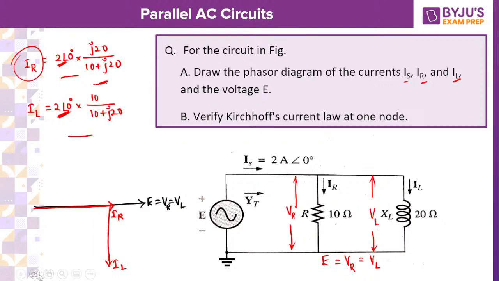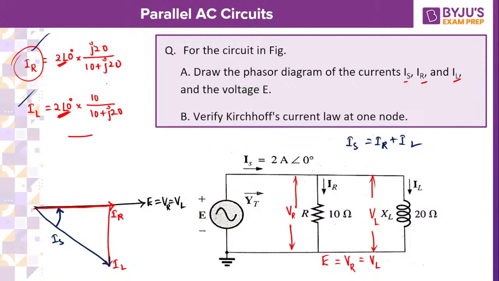Now the resultant current is going to be IR plus IL. We have calculated IR, we have calculated IL also. So the resultant current is going to be IS. This is the IS. From IS, if you move in the anti-clockwise direction, the resistor current is leading by some angle. If you solve, you'll get to know.